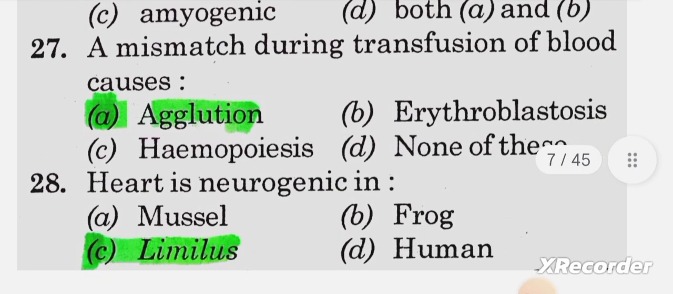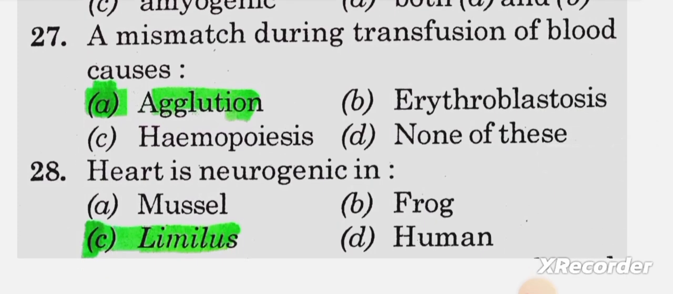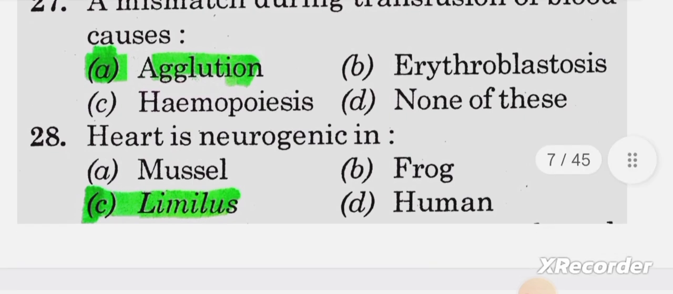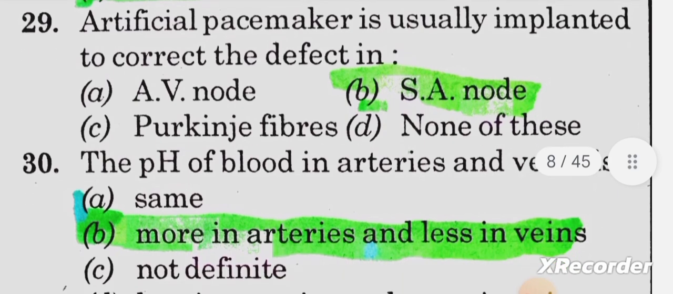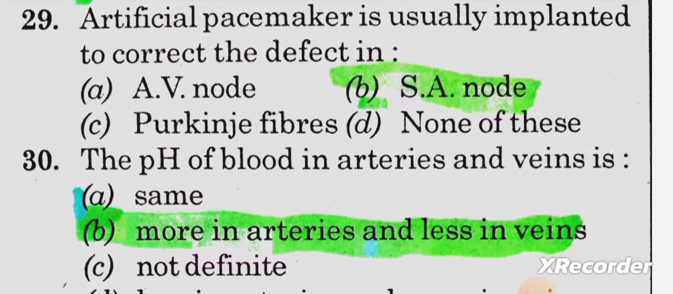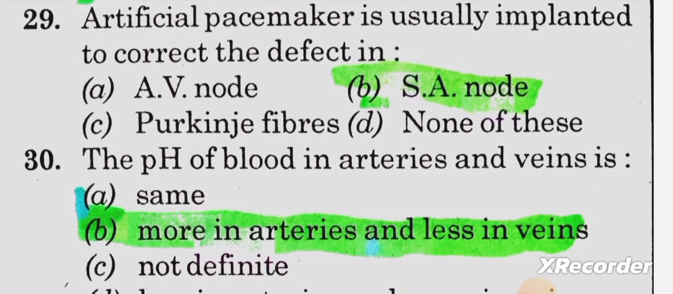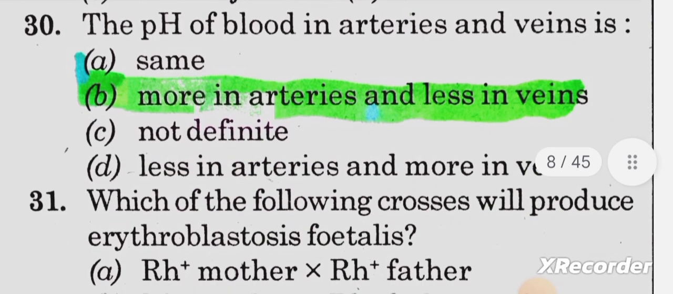Next 27. A mismatch during transfusion of blood causes answer A, agglutination. 28. Heart is neurogenic in answer C, Limulus. Next 29. Artificial pacemaker is usually implanted to correct the defect in answer B, SA node. Next 30. The pH of blood in arteries and veins is answer B, more in arteries and less in veins.